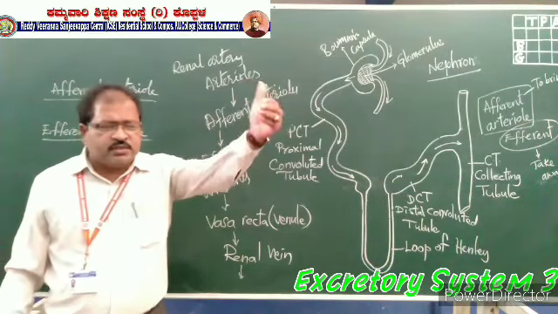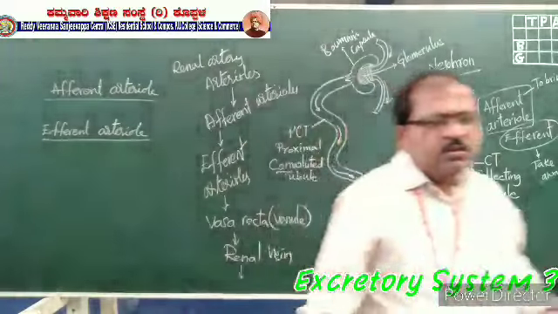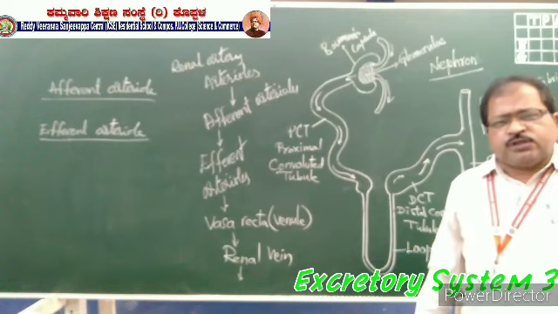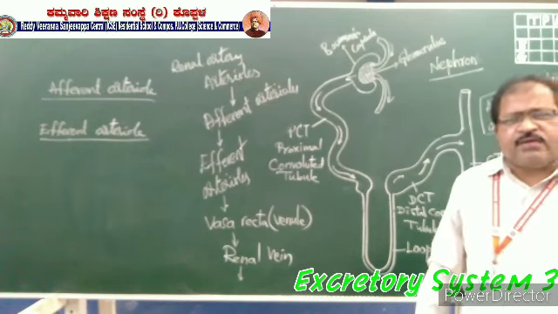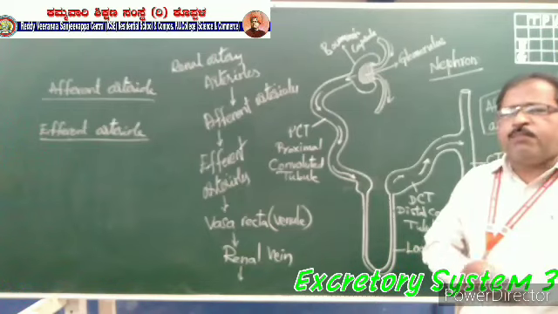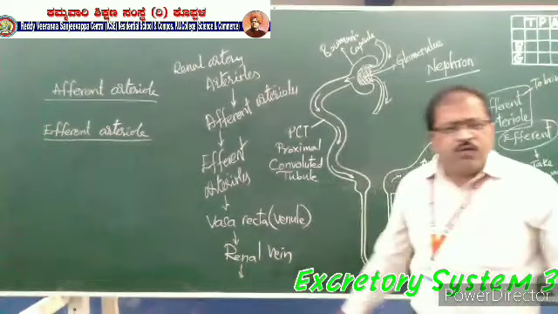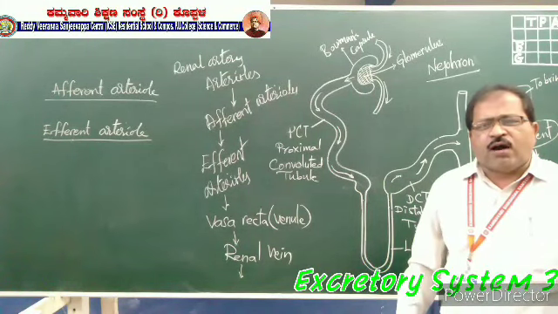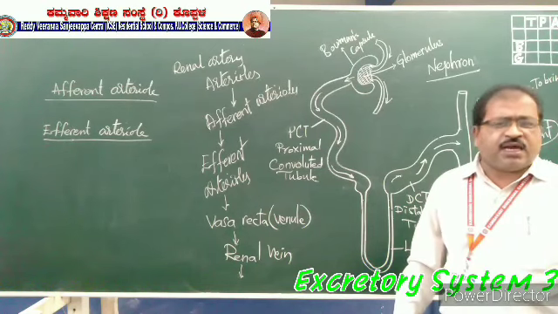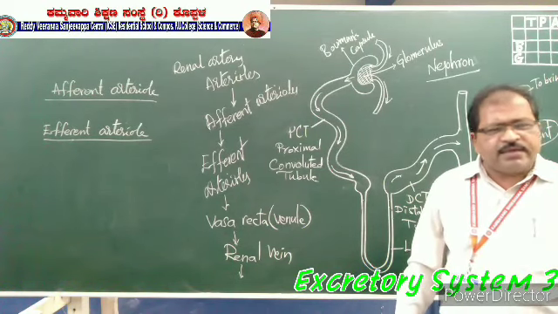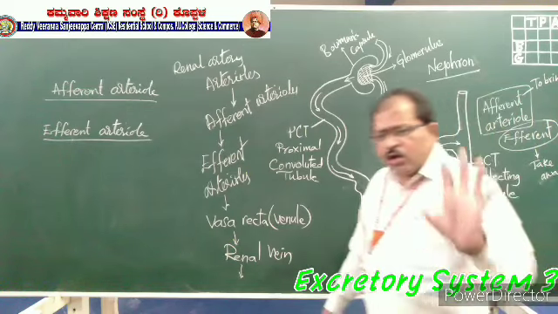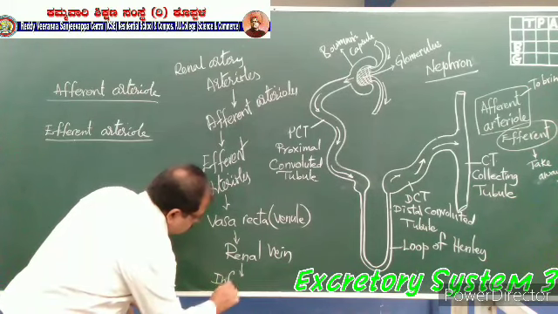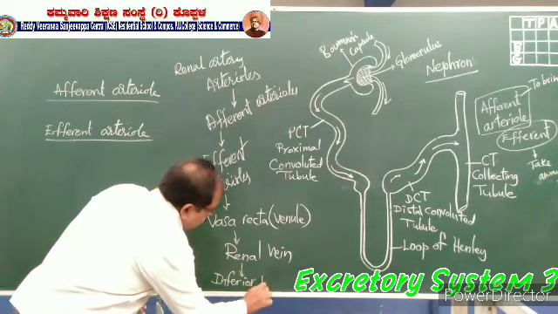The inferior vena cava, we already discussed in the heart. The superior vena cava is the blood vessel which brings the blood to the heart from the upper parts of the body. The inferior vena cava is the blood vessel which brings the blood to the heart from the lower parts of the body. So this renal vein will enter and mix with the posterior vena cava, or what we say the inferior vena cava.